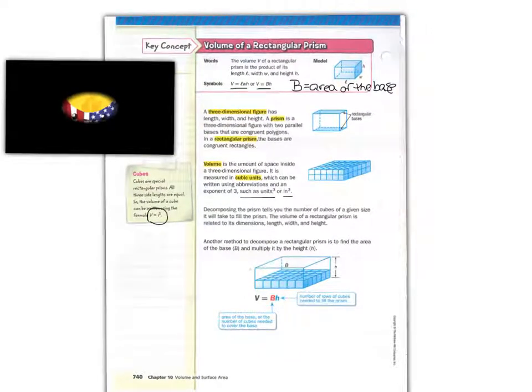Another method to decompose a rectangular prism is to find the area of the base and multiply it by the height. That's where we get this formula right here. So we can find the base times the height right here, and then multiply that by the height of the prism, and we would get the volume of the entire prism. Go ahead and go to your next page, please.